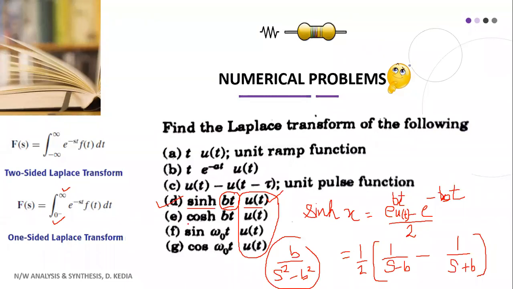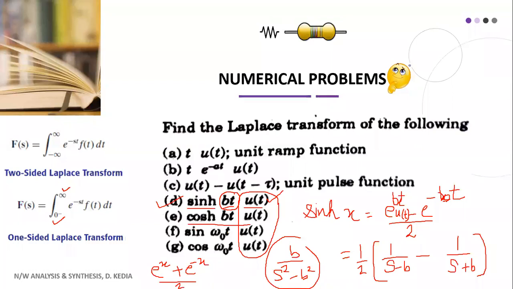Now let us move to cos hyperbolic. In case of cos, the only difference is, again we will represent cos hyperbolic in the form of exponents. That will be e raised to power x, plus, instead of minus you will have plus, e raised to power minus x, divided by 2. So this is the only difference between your sine hyperbolic and cos hyperbolic.